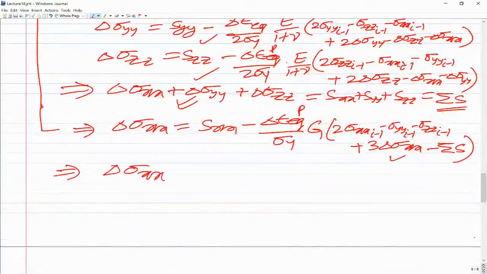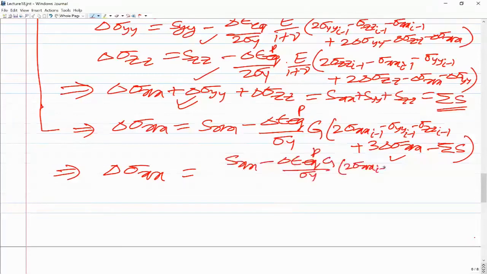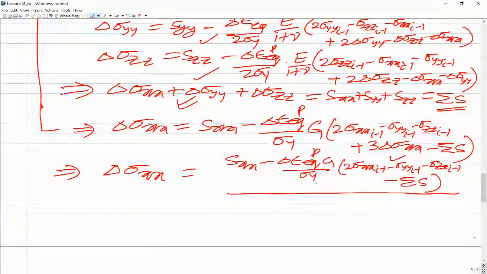So you will be able to get that delta sigma xx is sxx minus delta epsilon equivalent p into G upon sigma y, into twice sigma xx at i minus 1 minus sigma yy at i minus 1 minus sigma zz at i minus 1 minus this sigma s. This is inside the bracket, and this whole thing is divided by 1 plus 3 times delta epsilon equivalent p into G upon sigma y.